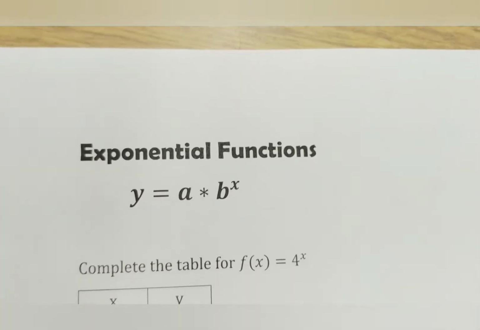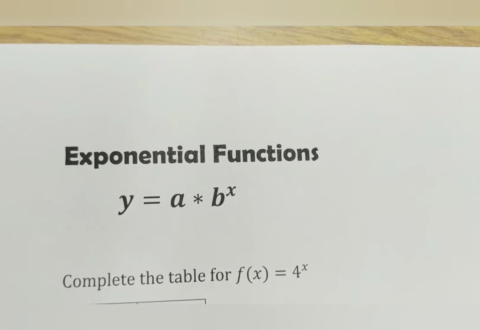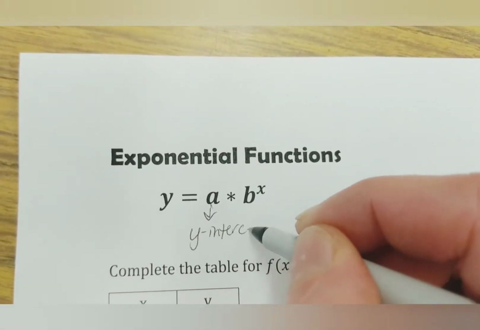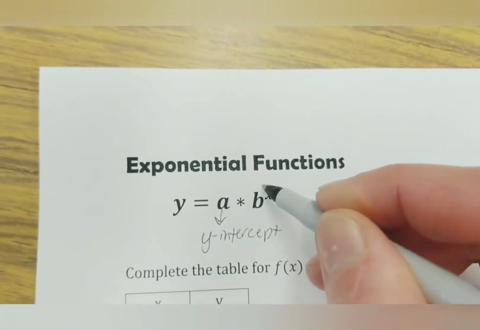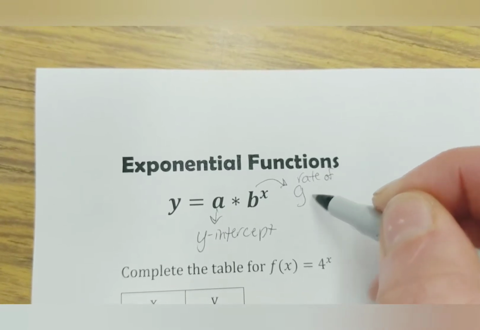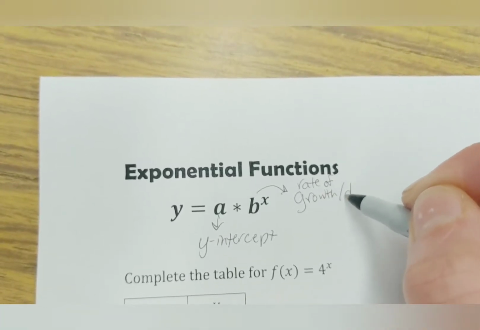As a reminder, your exponential functions are in the form a times b to the x. A represents the y-intercept. You can also think of that as your starting point. And then b is going to be known as the rate of either growth or decay.